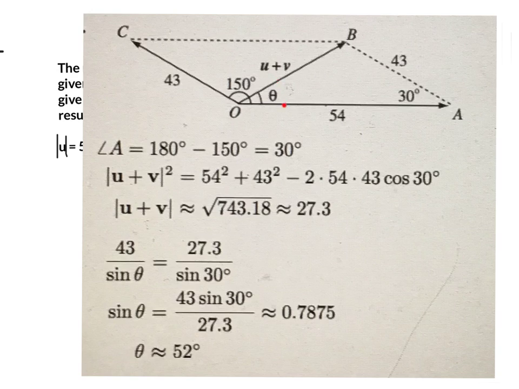Now I also have to find this angle right here. Once I know that side, I can use law of sines, which is much easier. To find this, I did opposite, which is 43, over sine of theta, equals 27.3 over sine 30. So I'm doing law of sines like we did the other day. Cross multiply and divide, and then do inverse sine to get your angle. Don't forget, to get the angle you need to do inverse sine in your calculator, and I got 52 degrees. So those are the two things it was asking for: the magnitude and the angle for the resultant vector u plus v.